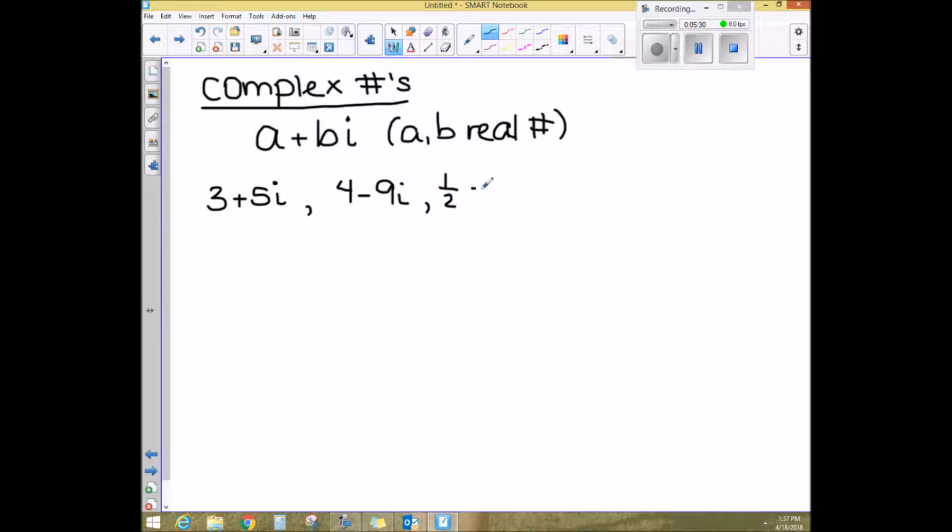They can be things like 1/2 plus 0.683 repeating i. They can also be real numbers like 12. Okay, 12 is considered complex because if I wanted to, I could think of 12 as being 12 plus 0i. So the real part of that number would be 12, and the imaginary part would be 0. Or I could have a number just like 6i, where again, the real part is 0, and I could think of that as 0 plus 6i if I had to put it in that form.